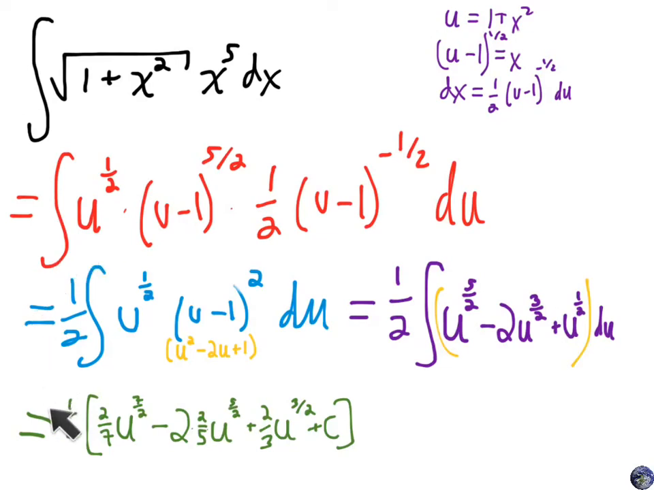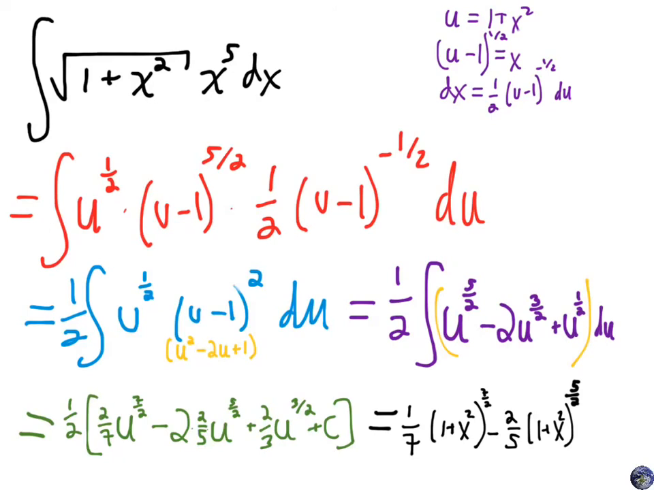So got to distribute this out. Well, 1/2 times 2/7, the 2's are just going to cancel. So I'm going to have 1/7. But instead of saying u to the 7/2, I'm going to say (1 plus x squared) to the 7/2. And I just keep on doing this, right? Distribute this out, simplify as I go, replace the u with 1 plus x squared. So minus 2/5 (1 plus x squared) to the 5/2, and then distribute the 1/2 one more time. Again, the 2's cancel here. You'll have 1/3 u, which is really 1 plus x squared, to the 3/2, and then don't forget that plus c, and that's it. We finished.